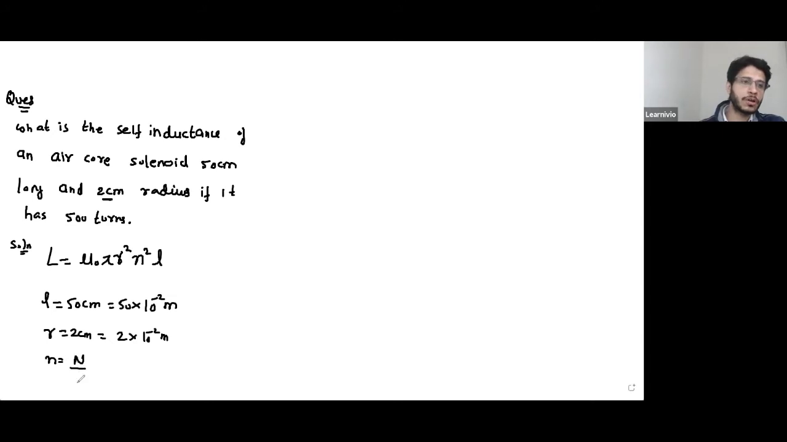So small n is the number of turns per unit length. It's the total number of turns divided by the total length. The total number of turns is 500. The total length is 50 centimeter, so that's basically 50 into 10 raised to the power minus 2. If I cancel this, this comes out to be 10 raised to the power 3 turns per meter.